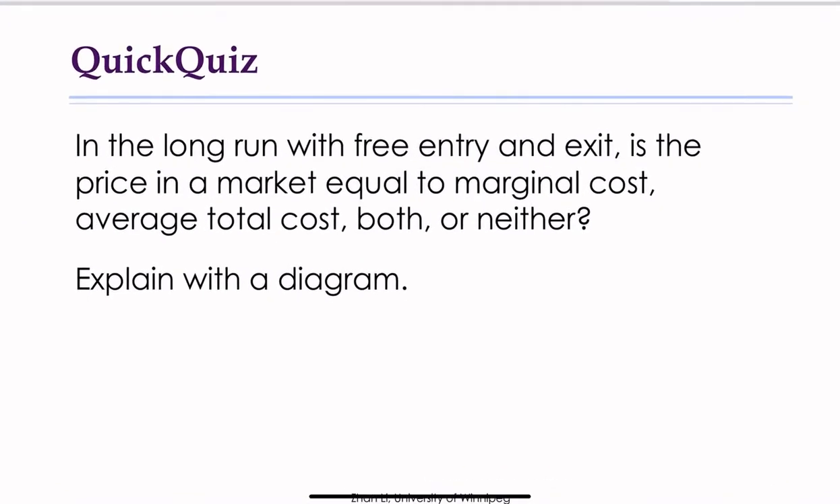Okay, so the quick quiz asks, in the long run with free entry and exit, is the price in the market equal to marginal cost, average total cost, both, or neither? We learned that in the long run, price equals marginal cost equals average total cost. So the answer here is both, right?